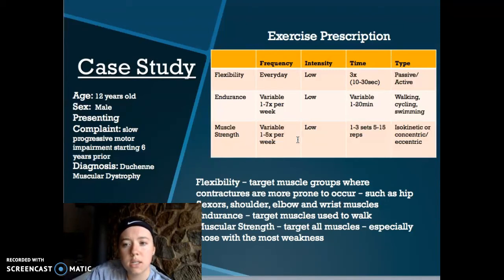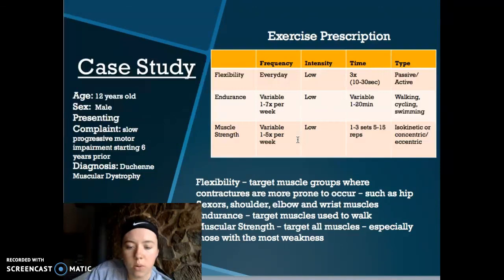You just want to keep their muscles active. 3 times a week for 10 to 30 seconds, you want to hold that stretch, active or passive. So it can be static or dynamic. They can be moving through, such as ghost walks, where you kick your leg up, or you can just bend down, touch your toes, and hold that for 10 to 30 seconds.